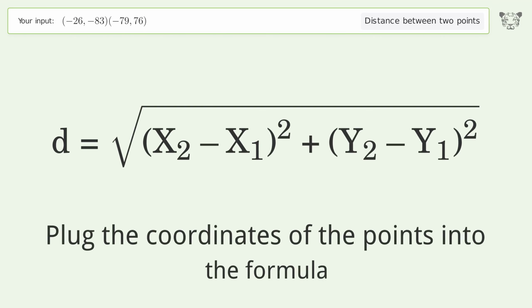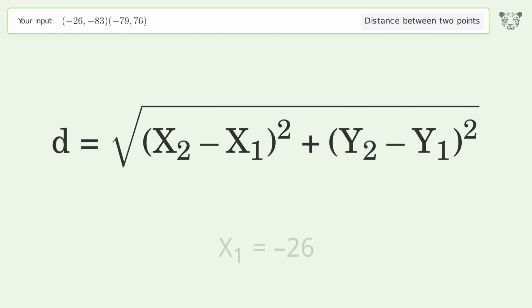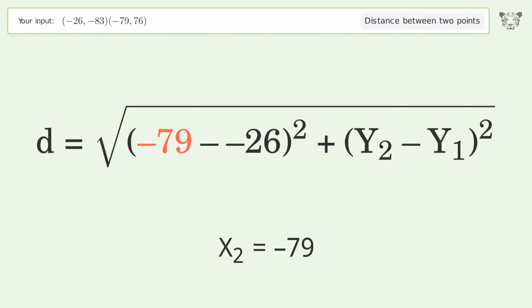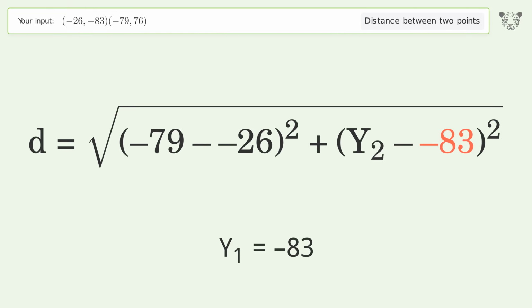Plug the coordinates of the points into the formula. x1 equals -26. x2 equals -79. y1 equals -83. y2 equals 76.